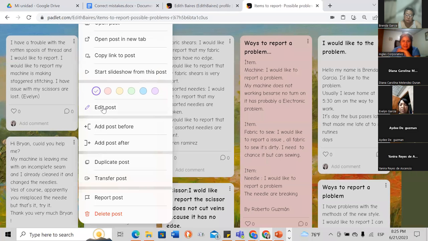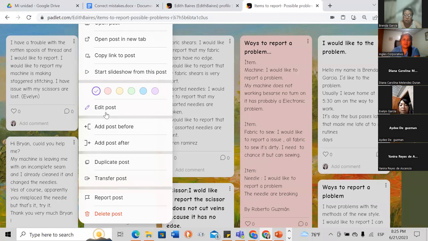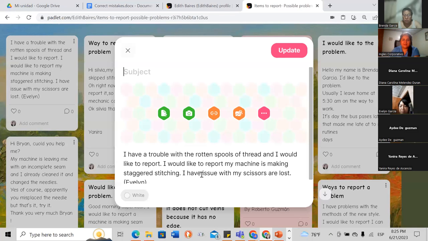Remember that from the three dots you can go to edit and keep writing there. Let's see the other one. I have a problem with the rotten spools and thread and I would like to report it. I would like to report my machine is making staggered stitching. I have an issue with my scissors. They are lost. I missed the an. I have an issue.